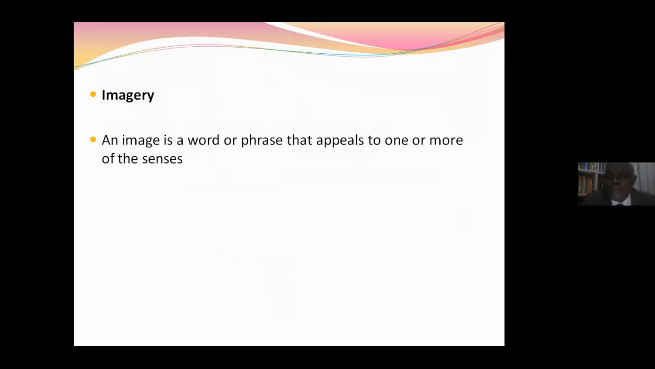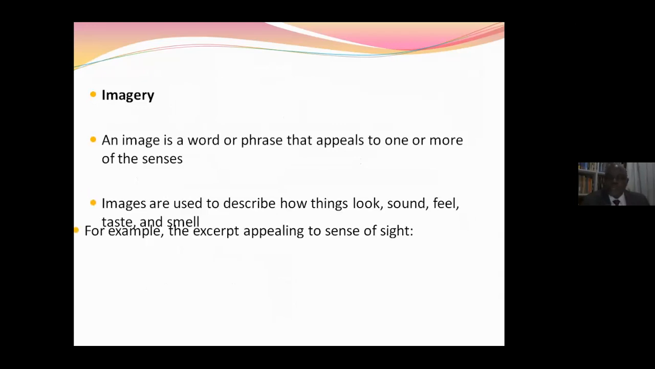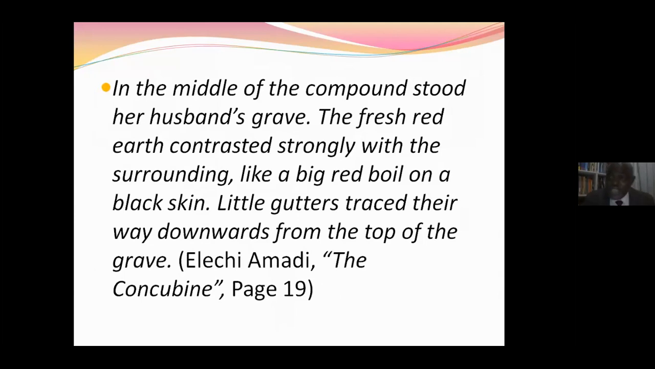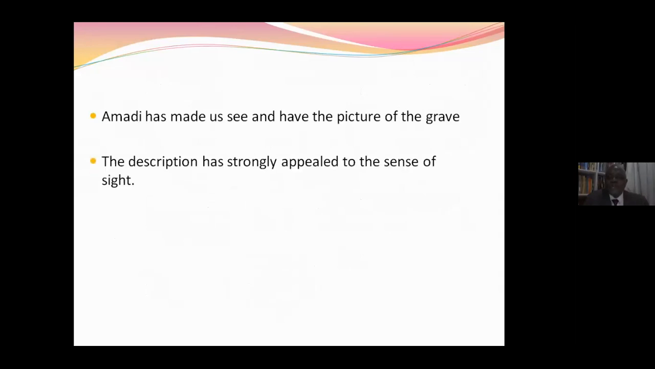Imagery. An image is a word or phrase that appeals to one or more senses. So this one is a must in descriptive composition. For example, let's look at Elechi Amadi, the way he uses images to create a picture in the mind of the reader. From Elechi Amadi, The Concubine, on page 19, he was describing the husband's grave. He says, in the middle of the compound stood her husband's grave. The fresh red earth contrasted strongly with the surrounding, like a big red boil, on a black skin. Little gutters traced their way downwards from the top of the grave. Amadi has made us see and have the picture of the grave. The description has strongly appealed to the sense of sight. We are able to see the grave and its condition.